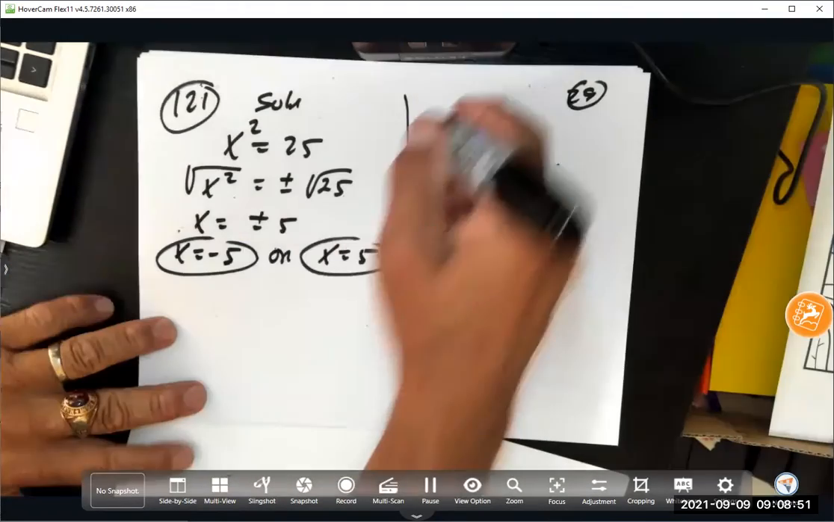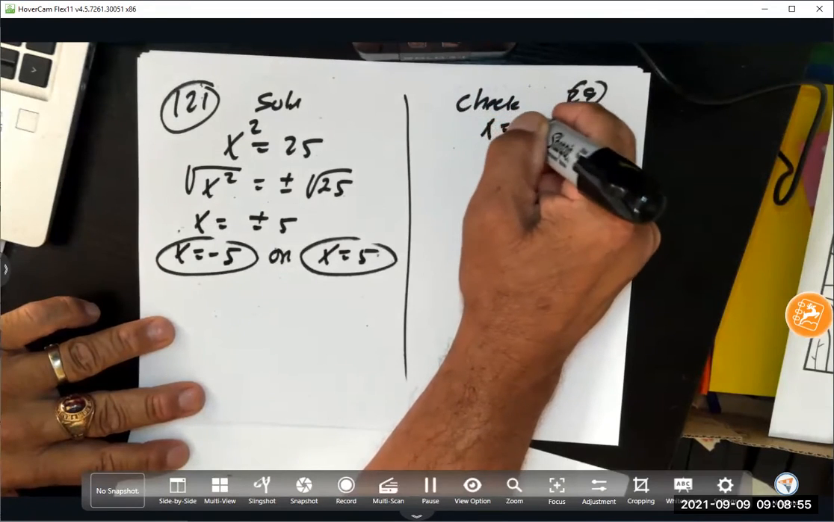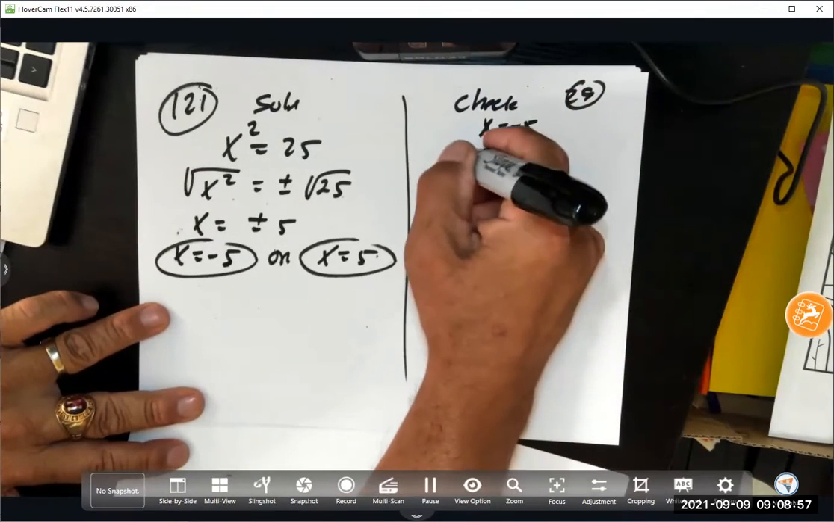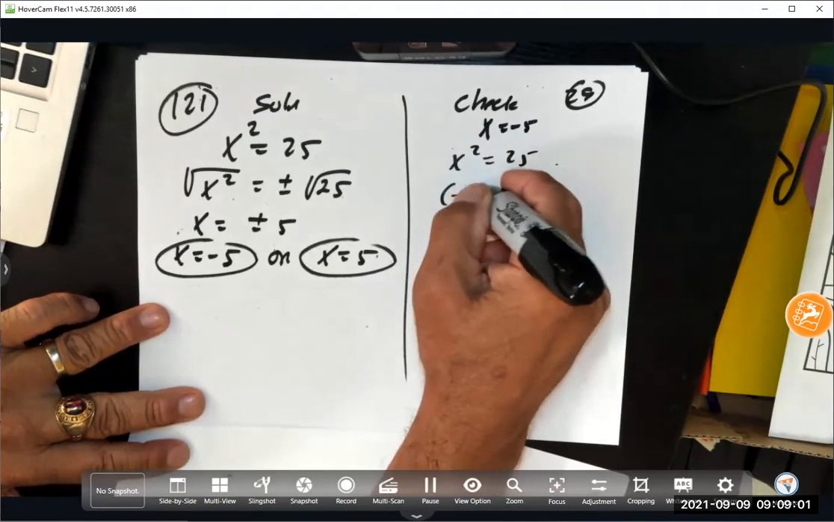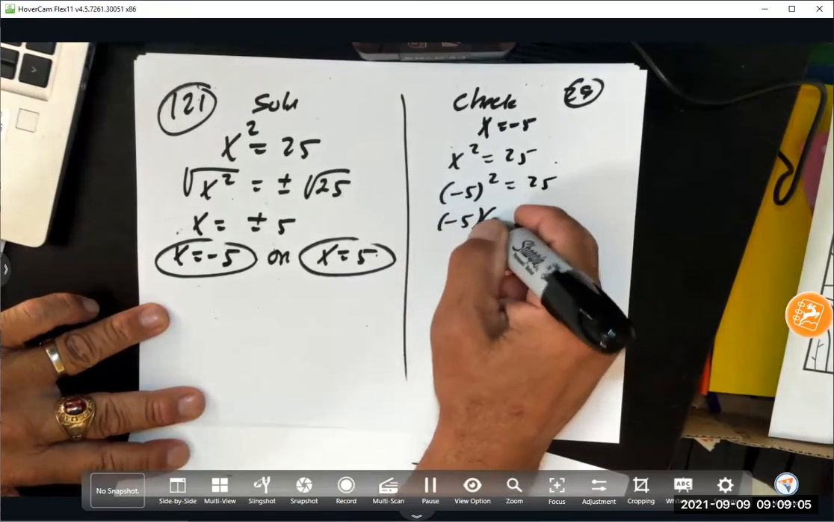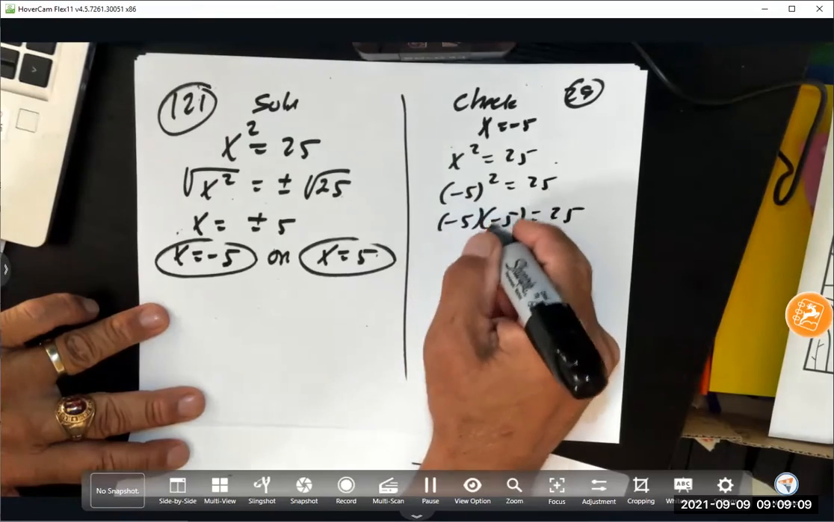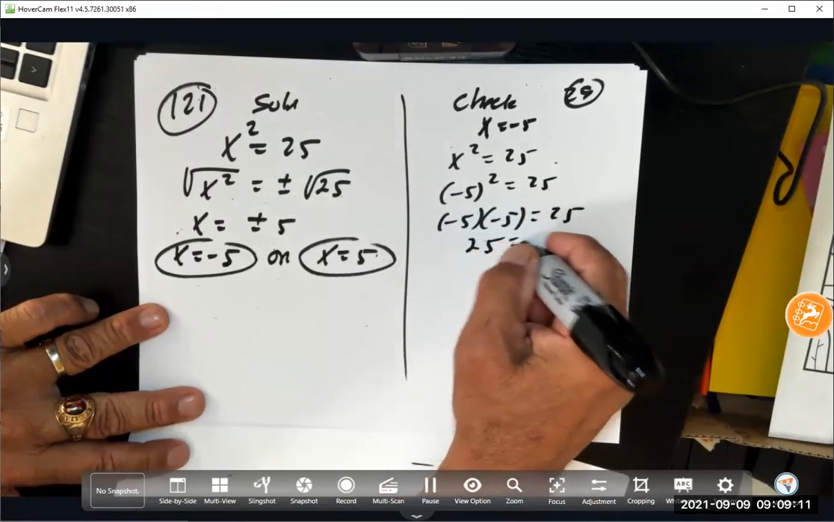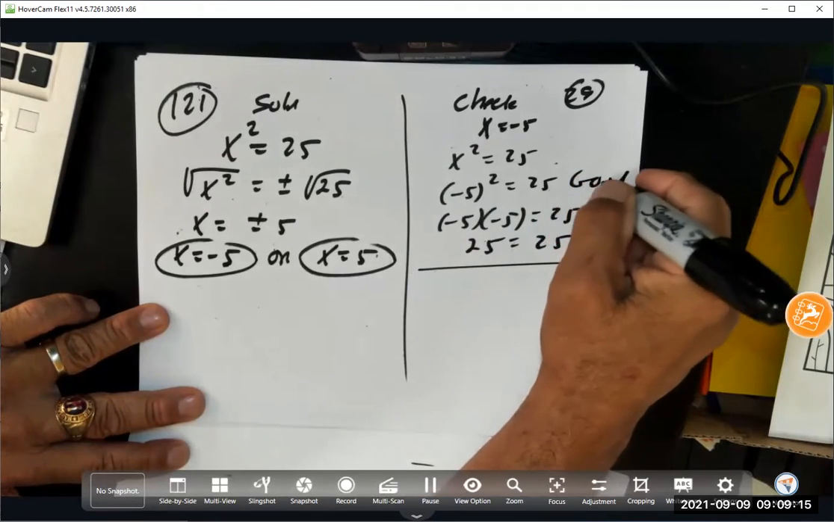And the way it is, let's check this. Let's see if they work. If x equals -5 and I put it in the formula, does it work? Let's see. -5 squared, is that 25? -5 times -5, is that going to be 25? Negative times negative is positive. Does it work? Yes. So this one is good.